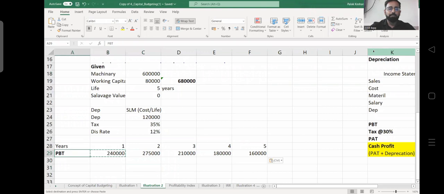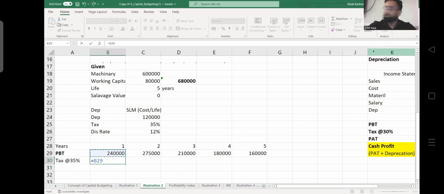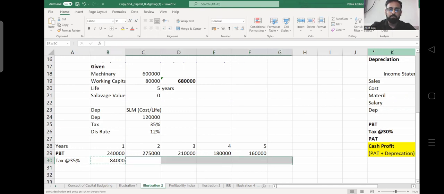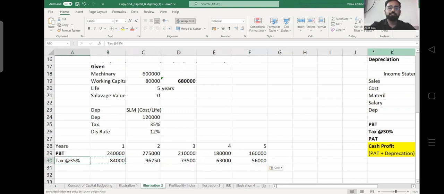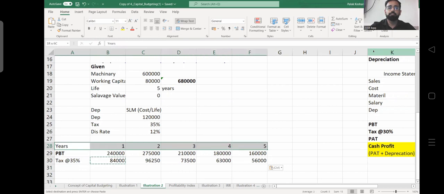Now, how much tax does the company have to pay? Tax is given as 35% here. So tax is going to be 35%. If I calculate the tax here, it is going to be 2,40,000 into 35%. And I will copy this value here. So you can see this is the tax liability, right?